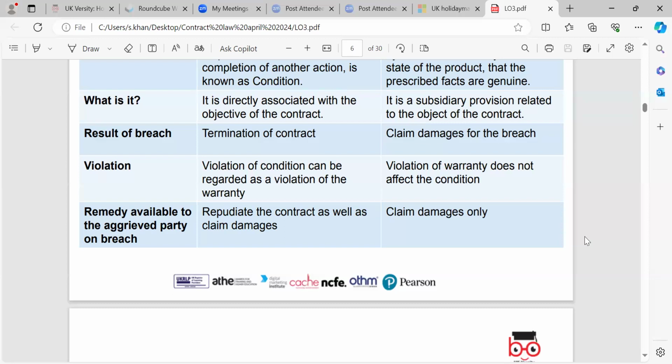Whereas a warranty, though still a term of the contract, is not as important as a condition. Warranties typically provide additional assurances, as we mentioned from the comparison chart, or guarantees regarding the quality, fitness, or performance of goods. They typically act as a means to protect the buyer and offer compensation in case the goods do not meet the specified standards or requirements. A breach of warranty in a contract will only allow the innocent party, as we said, to claim damages, but will not terminate the contract altogether.